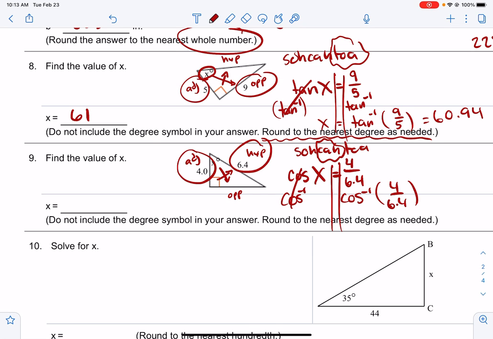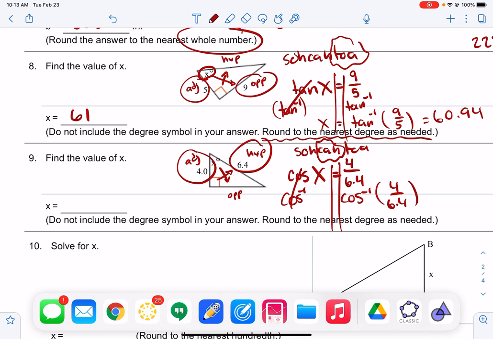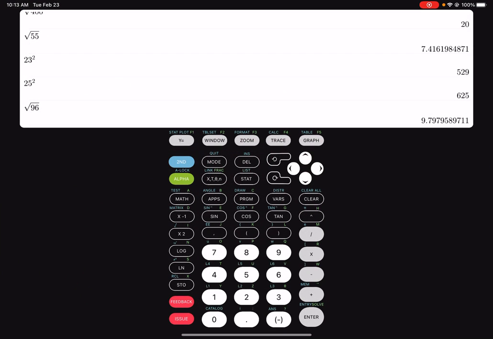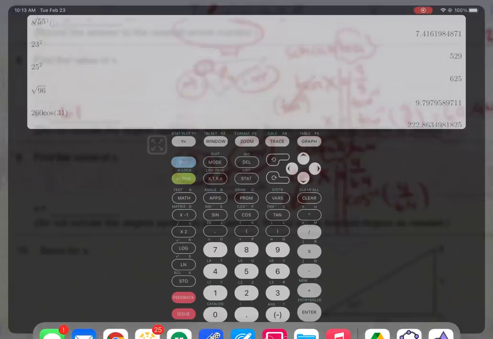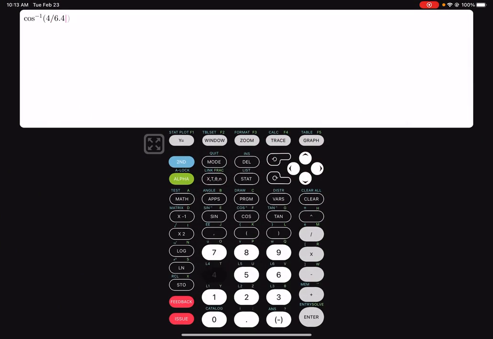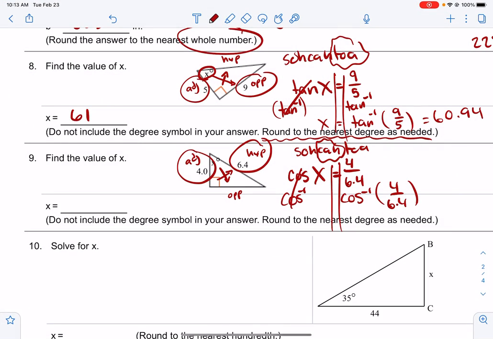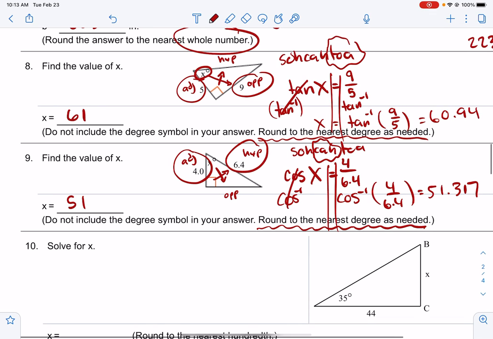So inverse cosine of 4 over 6.4. So in my calculator, instead of using cosine, I'm going to do second cosine, and I already forgot my numbers. 4 over 6.4. So 4 divided by 6.4. And I get 51.317. And before I type that in, round to the nearest degree. So 51.3 is going to round to 51.